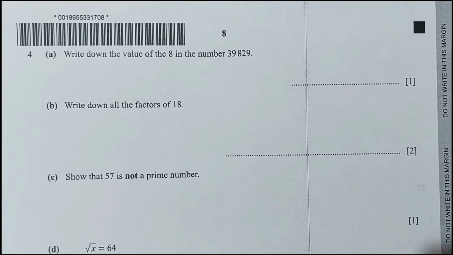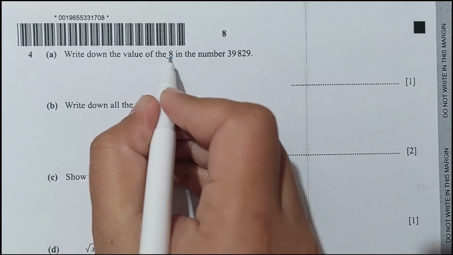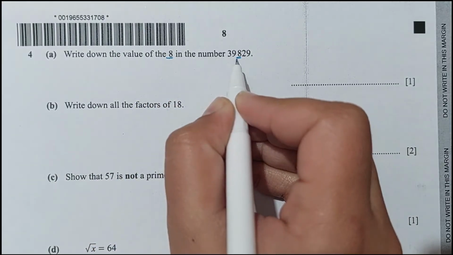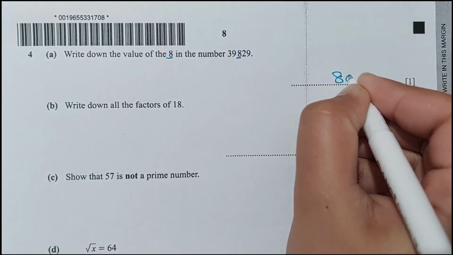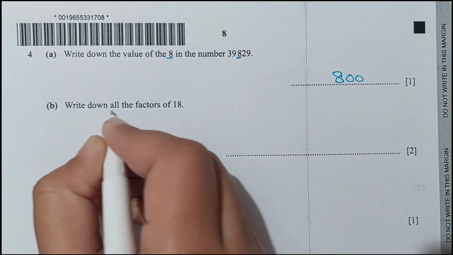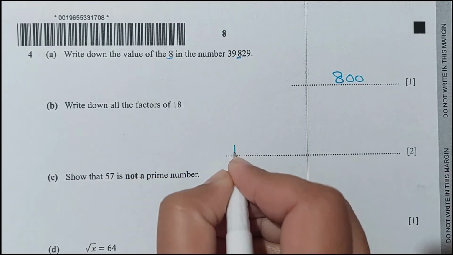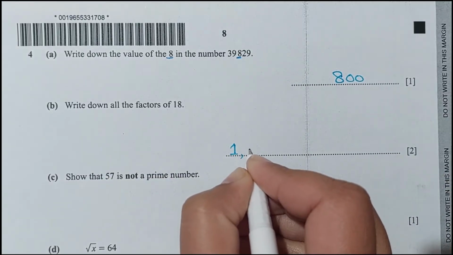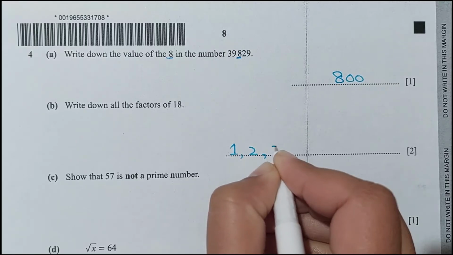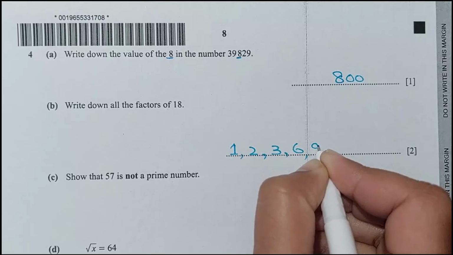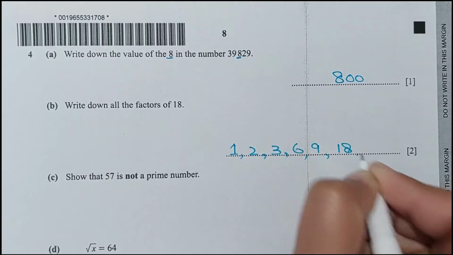Question number 4, part A. Write down the value of 8 in the number. So 8 is over here, which is 800. The value is 800. Part B, write down all factors of 18. The numbers which divide 18: 1, 2, 3 times 6 is 18, 6, 2 times 9 is 18, and 18 times 1 is 18.